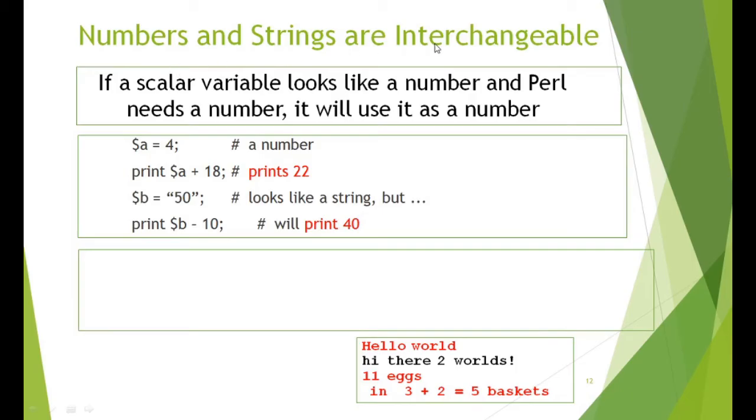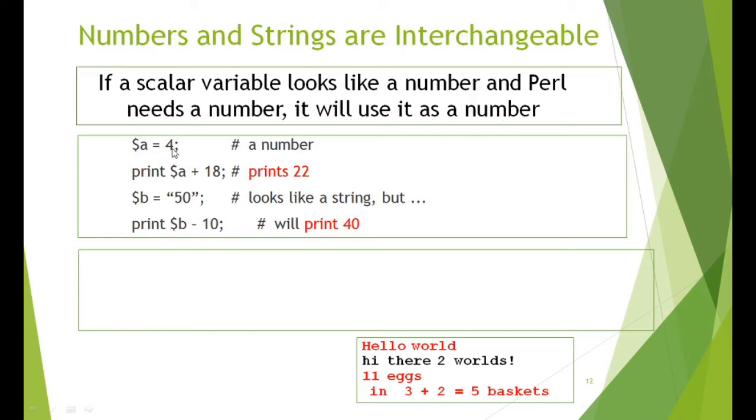Numbers and strings are interchangeable. We have already seen Perl decides which is the type of the operator, type of the variable. If it has got a number, then it will take it as a number or a string. So if a scalar variable looks like a number and Perl needs a number, then it will be considered as a number. We'll see with an example.